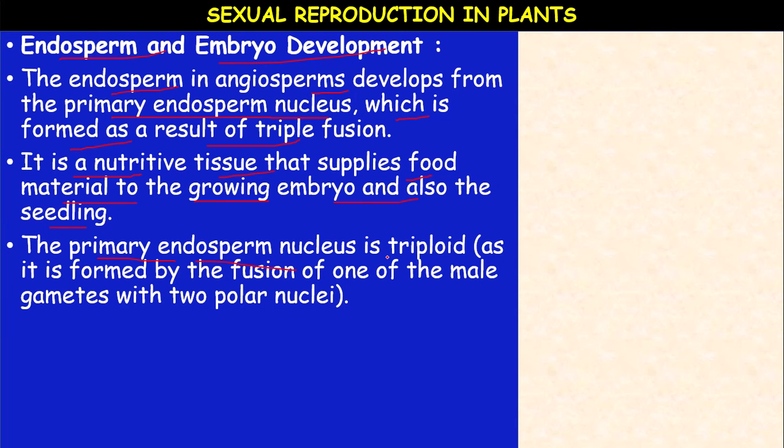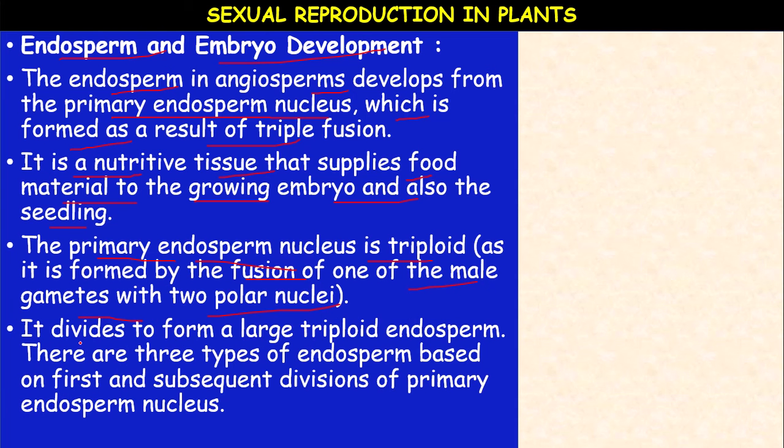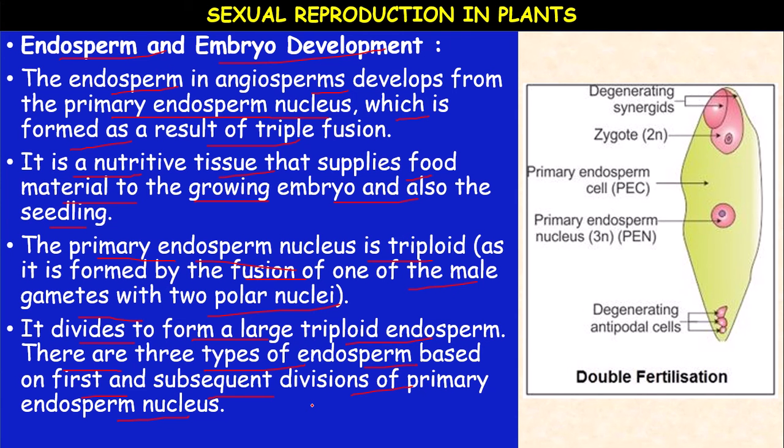The primary endosperm nucleus is triploid as it is formed by the fusion of one of the male nuclei and the two polar nuclei. It divides to form a large triploid endosperm, and there are three types of endosperm based on the first and subsequent divisions of the primary endosperm nucleus. The endosperm accumulates food reserves and functions as a nutritive tissue for the developing embryo. The endosperm may be completely consumed by the developing embryo before seed maturation.